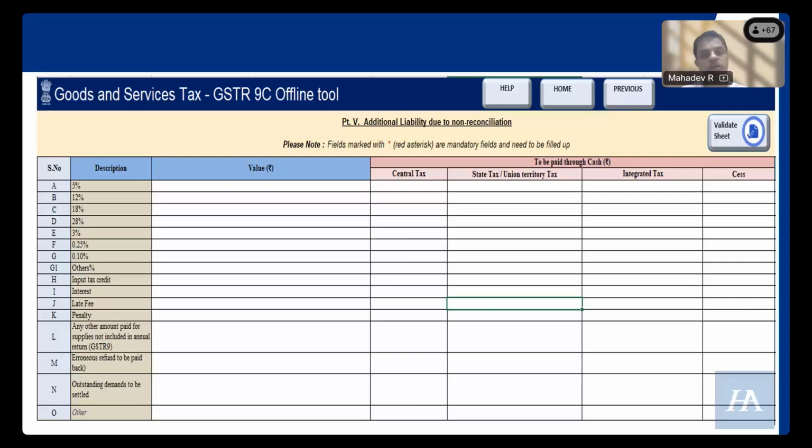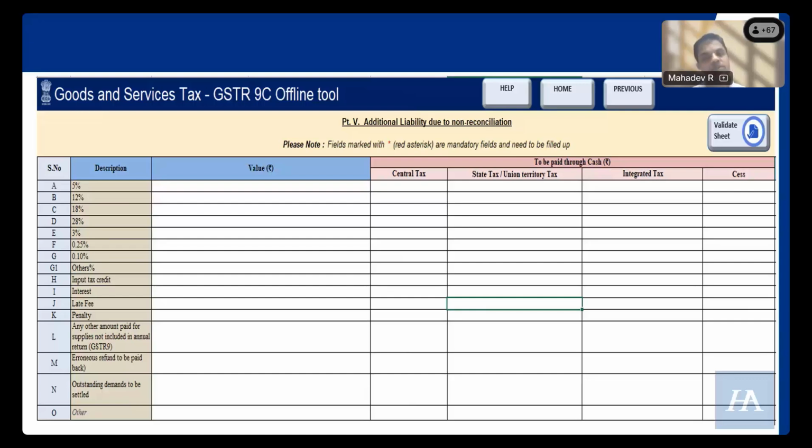Interesting part here is it still says that it is to be paid through cash. If you see the row above the tax columns, you have description, you have value, central tax, state tax, IGST, cess. Above that, it says that it is to be paid through cash. Now the question is, should I pay it in cash when I have sufficient credit balance? I have a credit balance of 1 crore rupees, whereas the amount I need to reverse is only 10 lakh rupees. Why should I pay it when I have a sufficient credit balance?